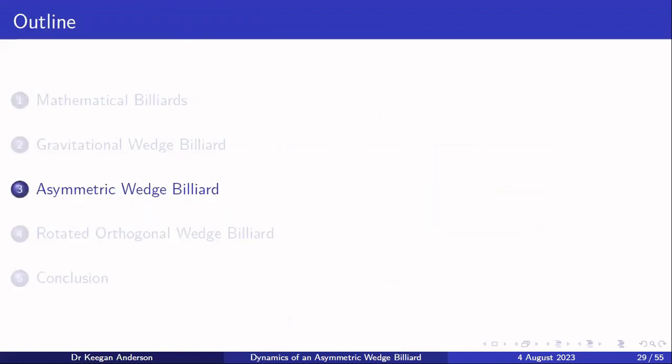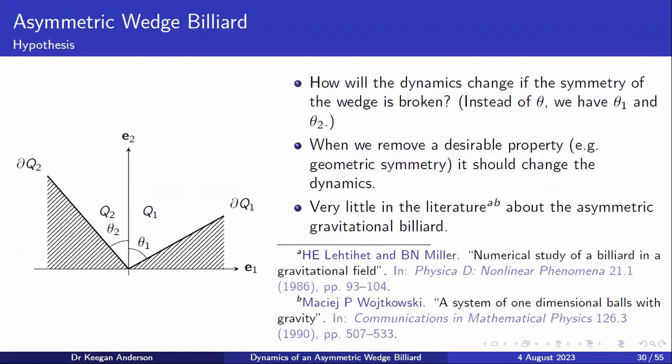Right. So with that background, we now turn our attention to the asymmetric wedge billiard. I asked myself the question, how will the dynamics change if the symmetry of this wedge is broken? Symmetry in terms of the wedge angles with the vertical, as I illustrated there on the left.